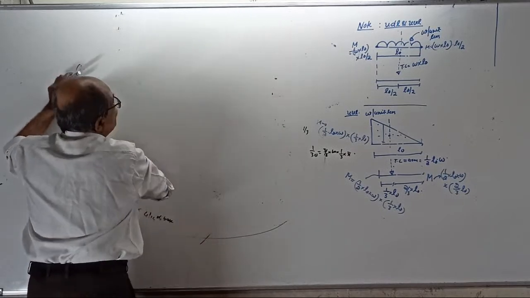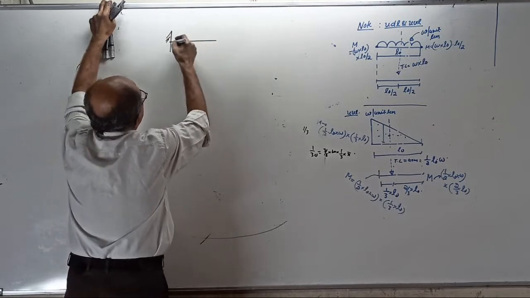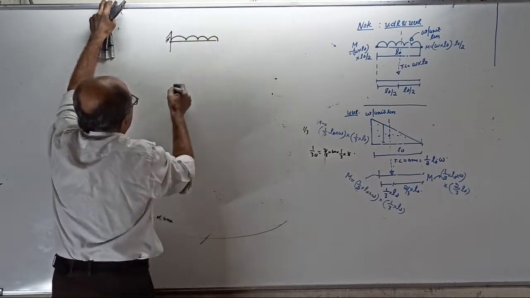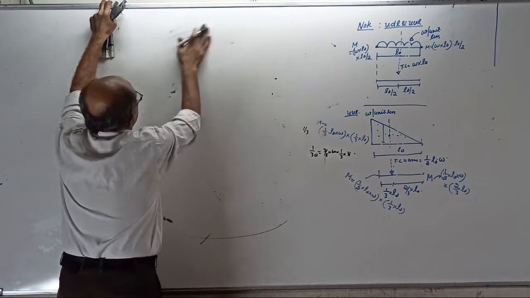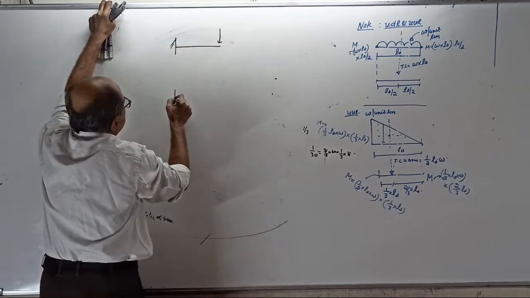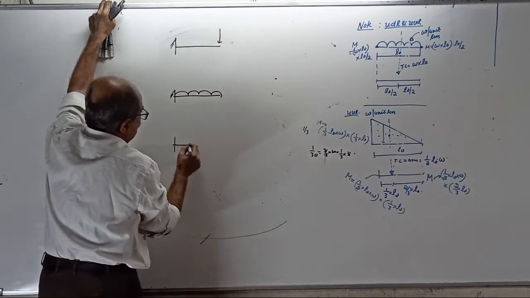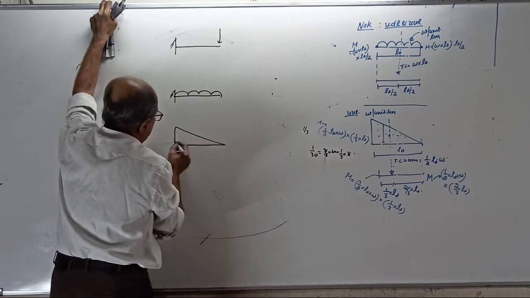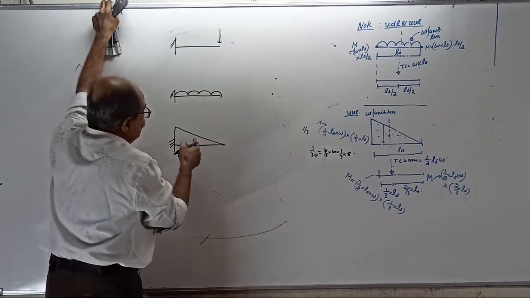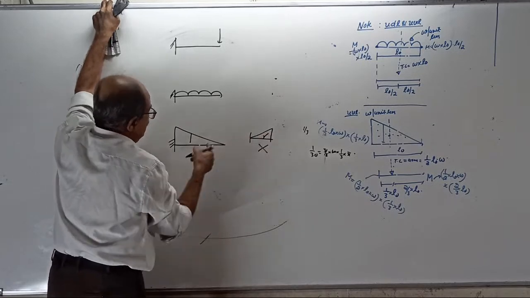How to remember is, see, cantilever this way. UDL, first, cantilever with the point load, cantilever with UDL, and cantilever with UVL, which is not frightening. This UVL, not this UVL, see, not this UVL, this UVL.